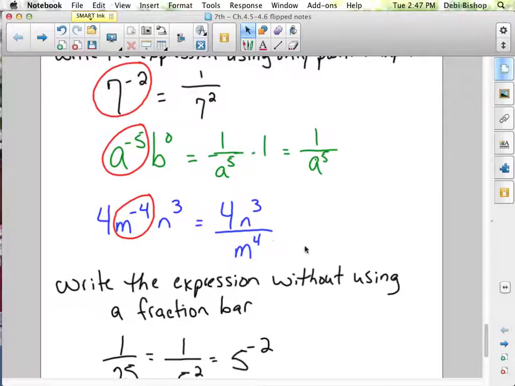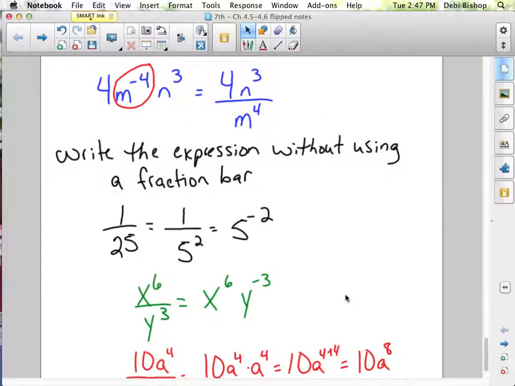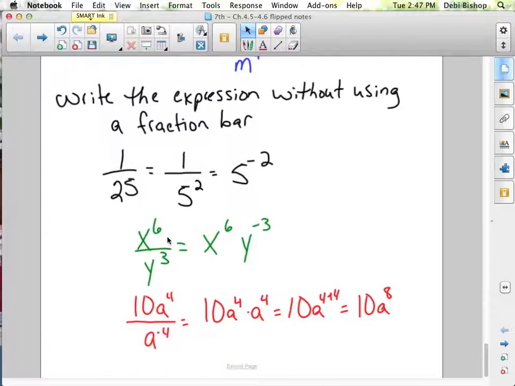And then going the other way, write expressions without using a fraction bar. If we have 1 over 25, well, that equals 1 over 5 squared, and then I can redo it. I know it's on the denominator, so it has to be negative. So that equals 5 raised to the negative 2. Here, x to the 6 is my numerator, so it stays positive. y cubed is on my denominator, so I know that this has to be a negative exponent because it's less than 1. So I have x to the 6, y to the negative 3.